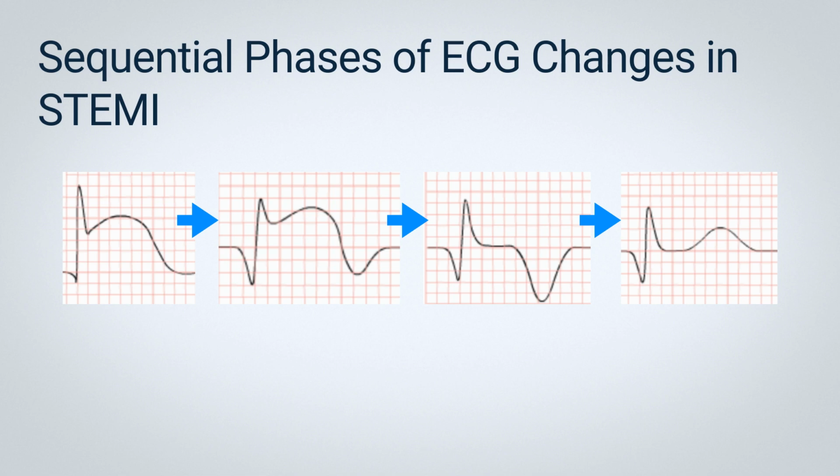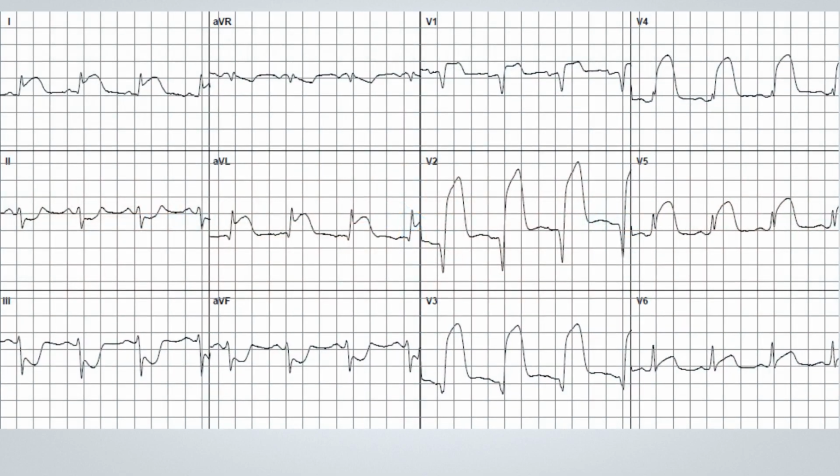The anatomic location of the infarct determines the leads in which typical ECG patterns appear. For example, with an acute anterior wall myocardial infarction, the ST segment elevations and tall hyperacute T waves appear in one or more of the anterior leads, which are chest leads V1 to V6 and extremity leads D1 and aVL. Conversely, with an inferior wall myocardial infarction, the ST segment elevations and tall hyperacute T waves are seen in the inferior leads D2, D3, and aVF.